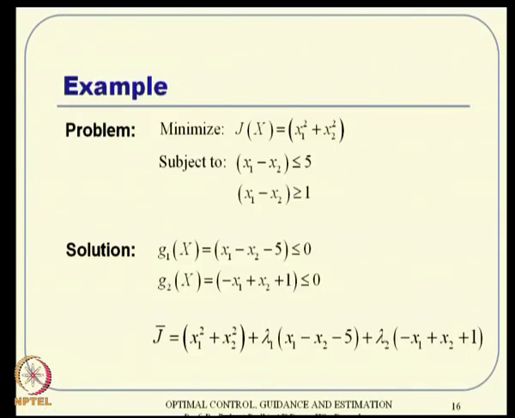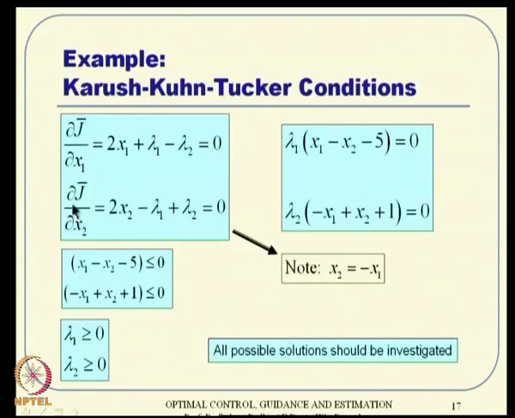Okay, so this is what we are doing here. For J bar, the partial derivatives with respect to x1 and x2 will give us this condition, and then lambda 1 G1 equal to 0 and lambda 2 G2 equal to 0. Now, how many equations? 4 equations obviously. How many unknowns? 4 unknowns, x1, x2 and lambda 1, lambda 2. So, we should be able to solve this.